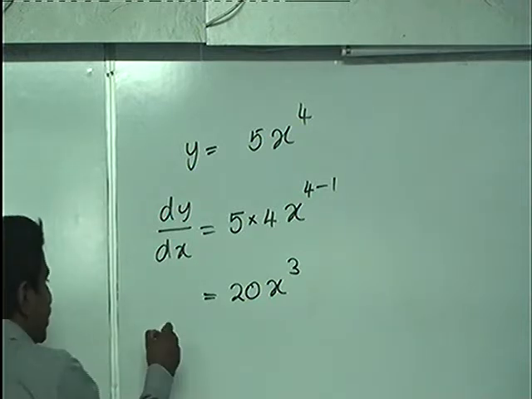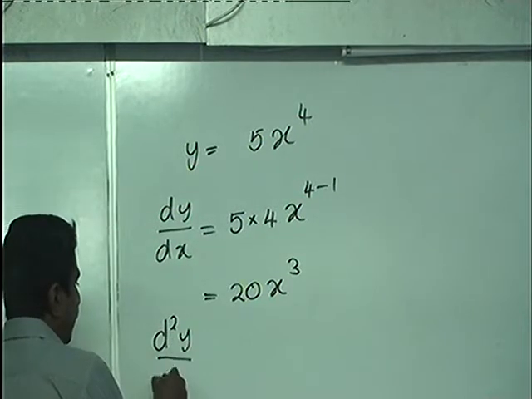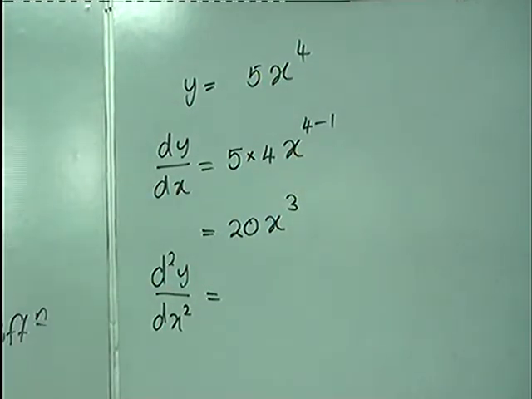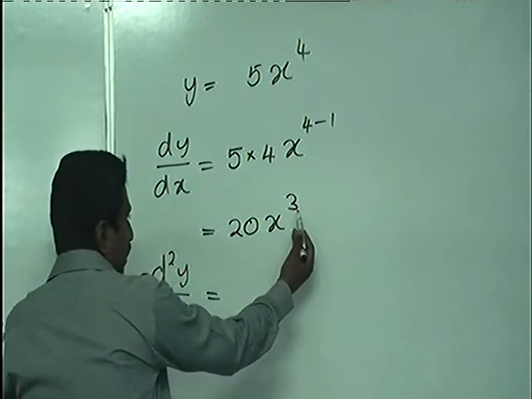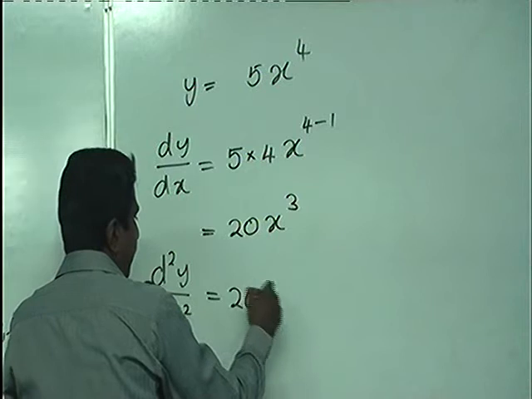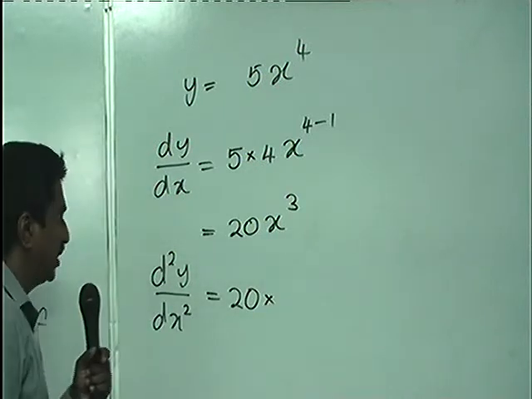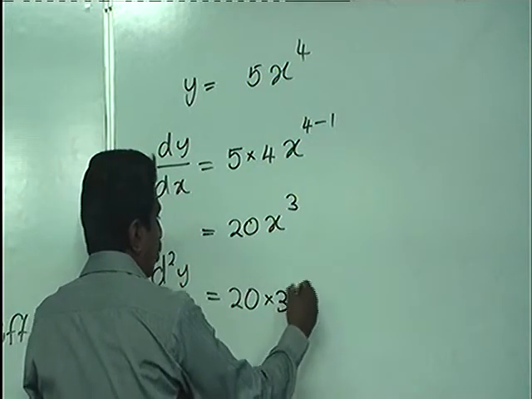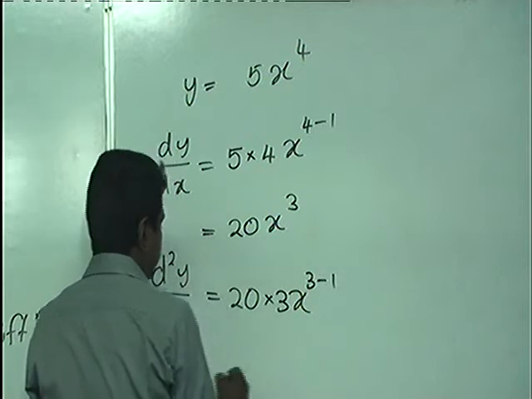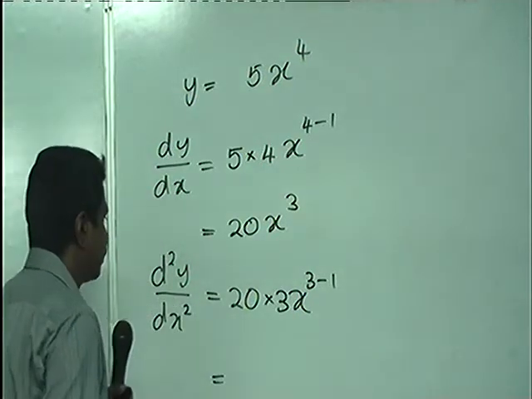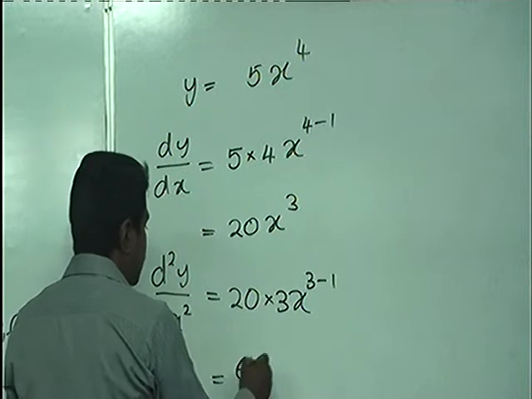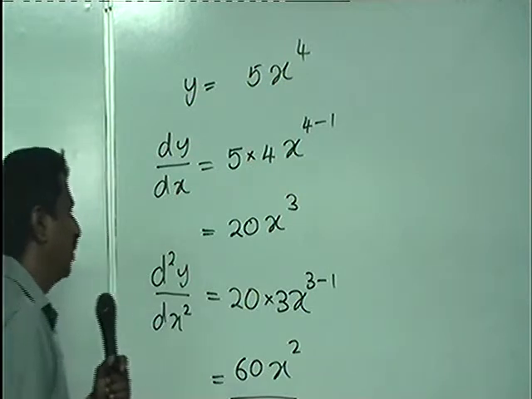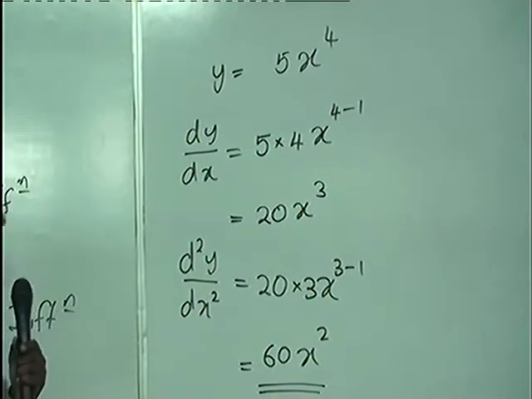Then the second order differentiation, d2y by dx2. Here we keep 20 as it is. Now differentiate x to the power 3 again. 3 comes to the front, so 3x^(3-1). Same rule, nx^(n-1). So 20 into 3, 60x to the power 2. That is the answer, 60x to the power 2. So that is the second order differentiation.